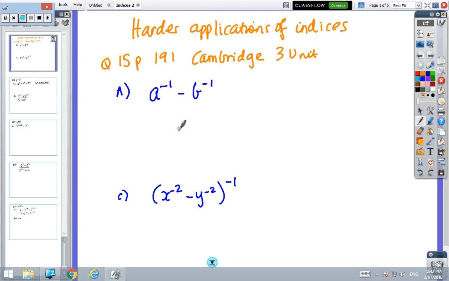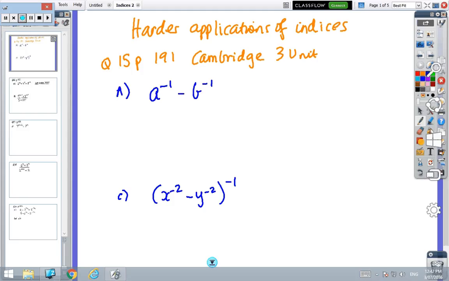Okay, so in this second video on indices, we're looking at some of the harder questions at the end of exercise 6A of the Cambridge Maths. I'm just picking out a few questions and then you'll have a chance to do the rest of these questions yourself. So we're looking at the problems that we have with negative indices.